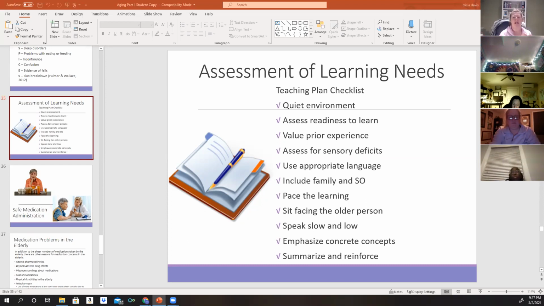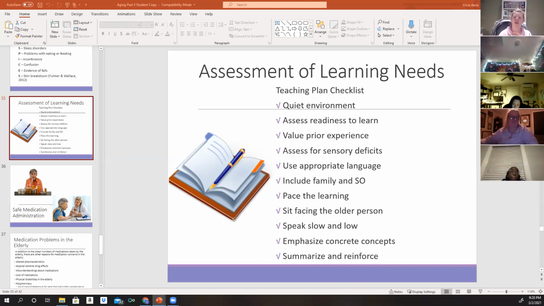You want to value any prior experience that they have. So if they've cared for a loved one who had a hip replacement or hip surgery, or maybe they had a wife or husband that they took care of who was a diabetic and they gave insulin to them, see what they know already and then build on that. Assess for any sensory deficits. Use appropriate language, especially with the older population, and stay away from medical terminology. Speak in a language that they're going to understand.